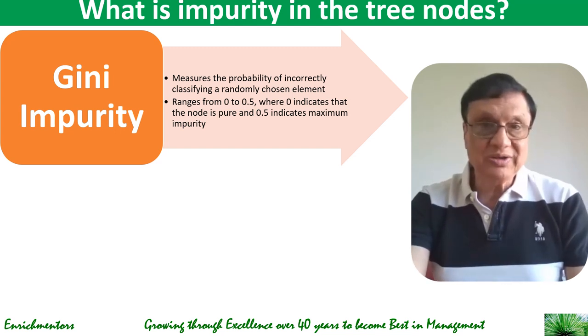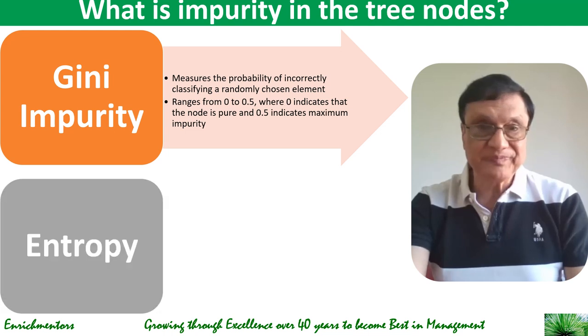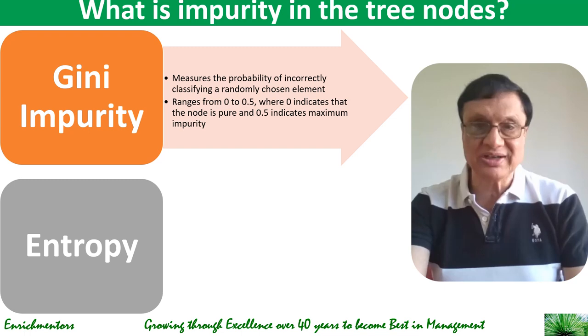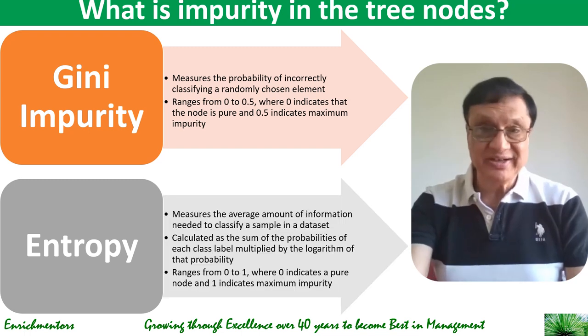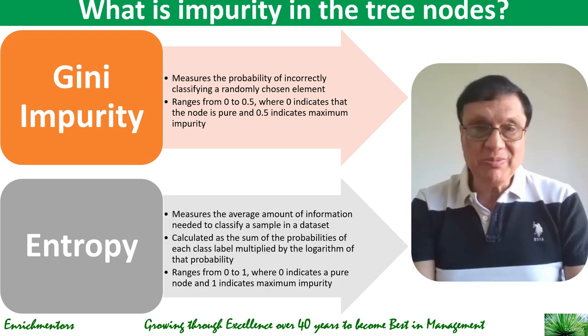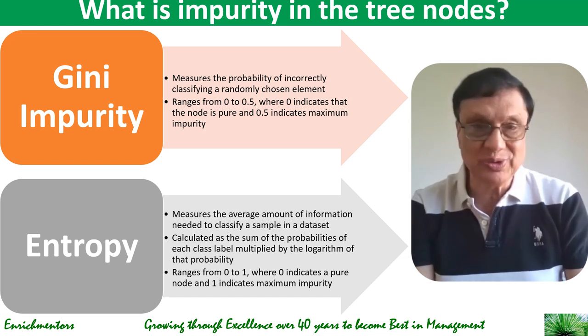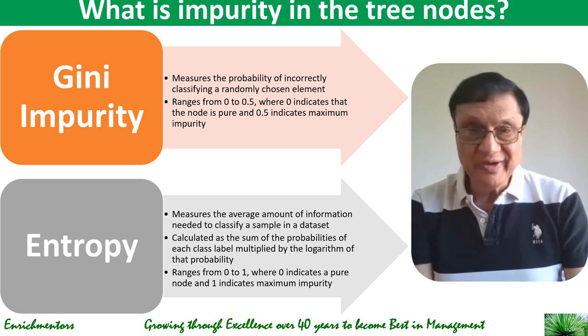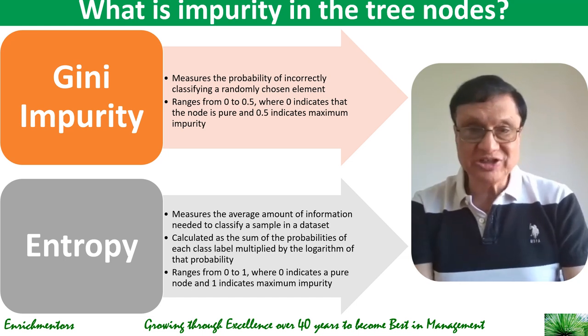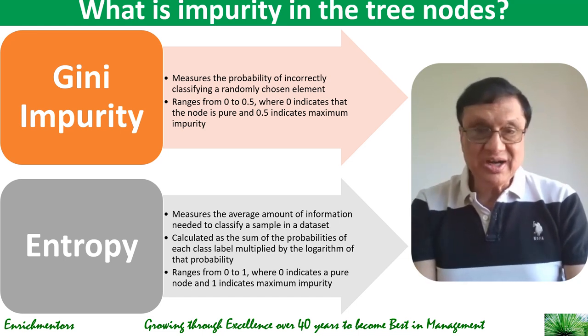The second method is looking at entropy. Now, what is entropy? Entropy measures the average amount of information needed to classify a sample in the data set. It is calculated as the sum of probabilities of each class label multiplied by the logarithm of that probability. Similar to Gini impurity, entropy also ranges from 0 to 1, where 0 indicates a pure node and 1 indicates maximum impurity.